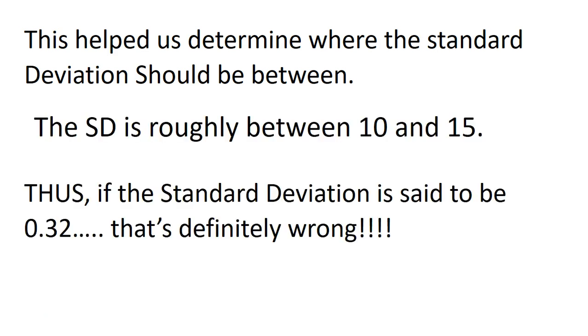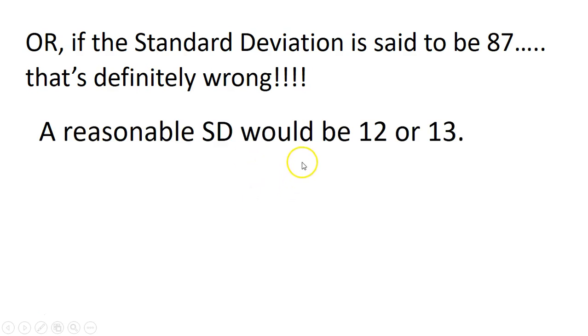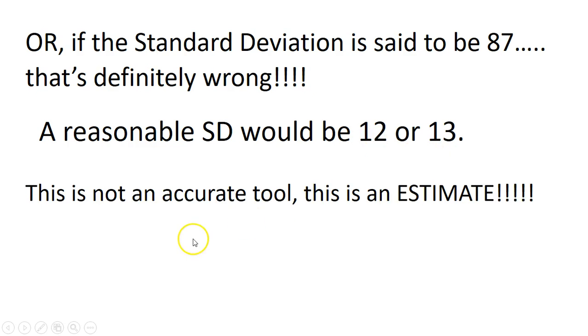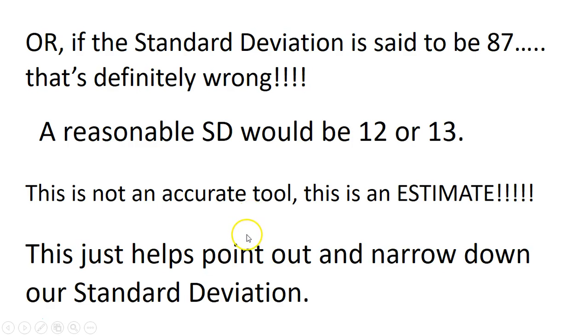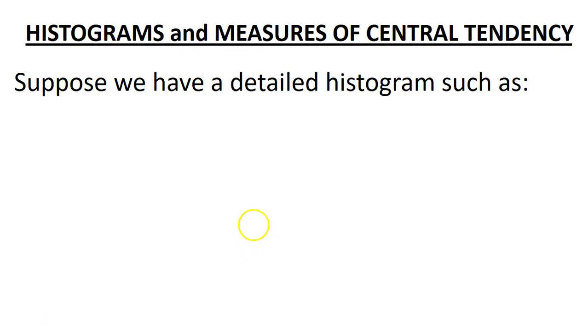So the standard deviation is between there, and thus if the standard deviation is said to be 0.32, I know that I did something wrong. It's definitely not right. Or if the standard deviation is said to be like 87, yeah, no, I did something wrong. So I'm giving you keys to figure out what might be wrong. A reasonable standard deviation would be like 12 or 13, for example. This is not an accurate tool, it's just a rough estimate. It helps point out and narrow down our standard deviation, that's all.